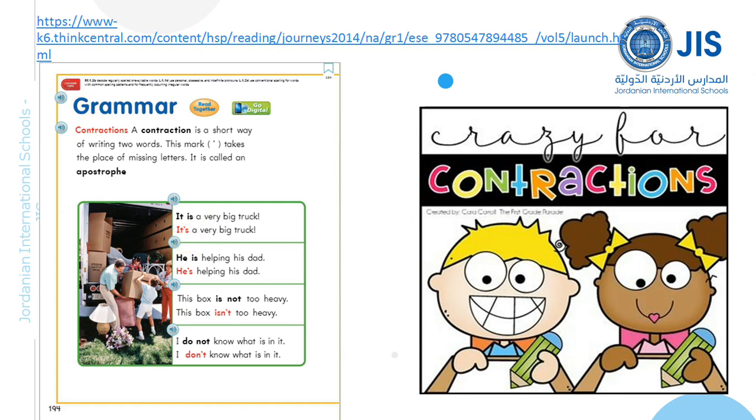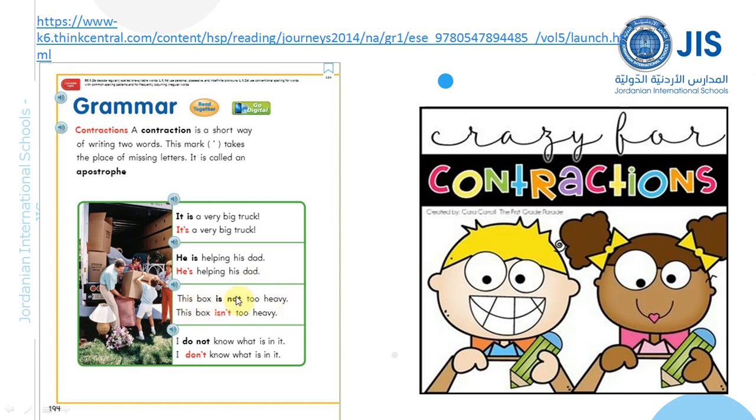All right, number 2. He is helping his dad. Also here we have two words, he and is. When we combine them, when we make them one family, it becomes he's. And notice here that we don't have the letter i, we have an apostrophe instead, because this is the missing letter. So I say he's helping his dad.